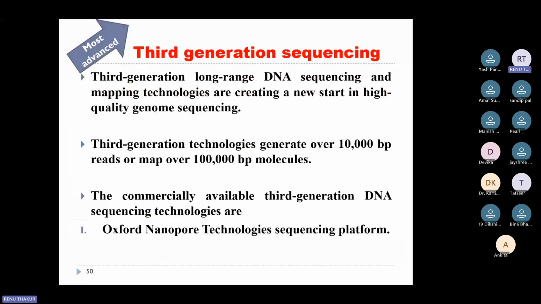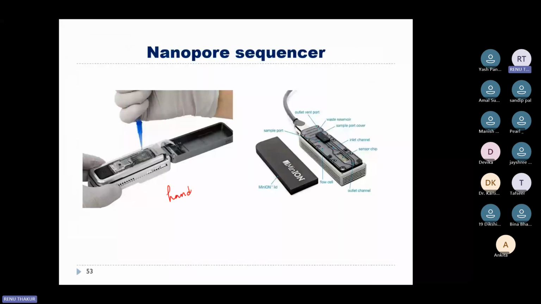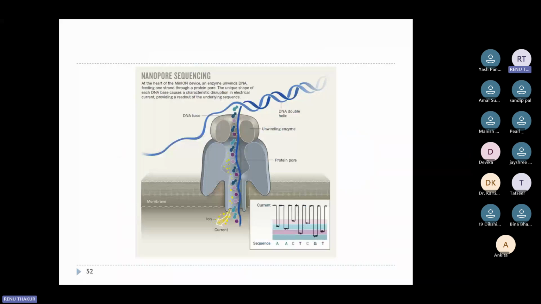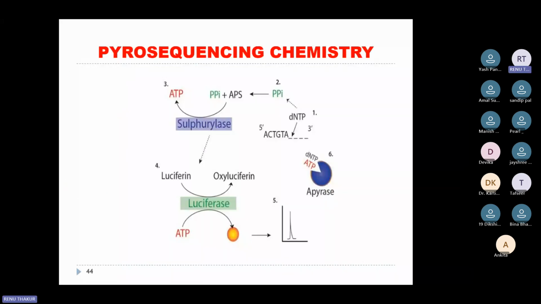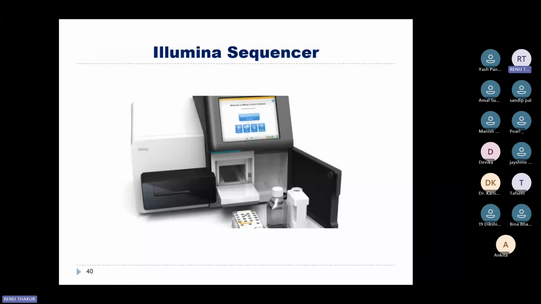Oxford Nanopore is the latest one. This is a very handy one. You can keep it in your pocket, put a few drops into the sample holder, and you will be good to go. This is one of the latest variants, but mostly the Illumina sequencer is used, not this one. Most places you will see the Illumina sequencer.